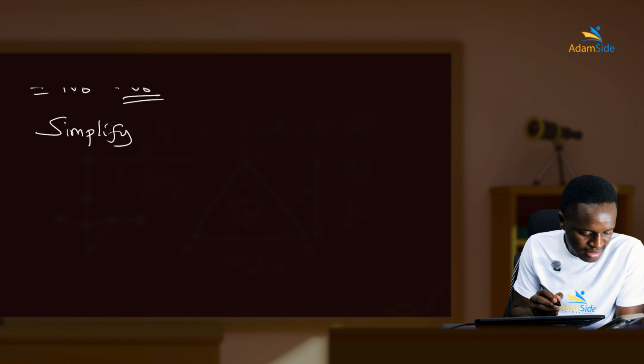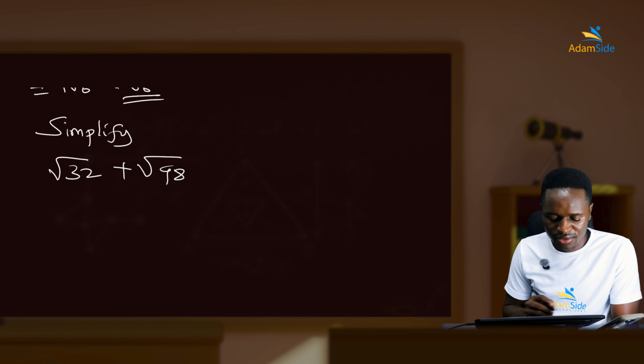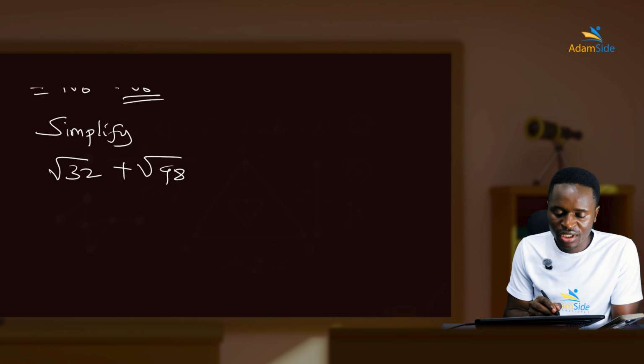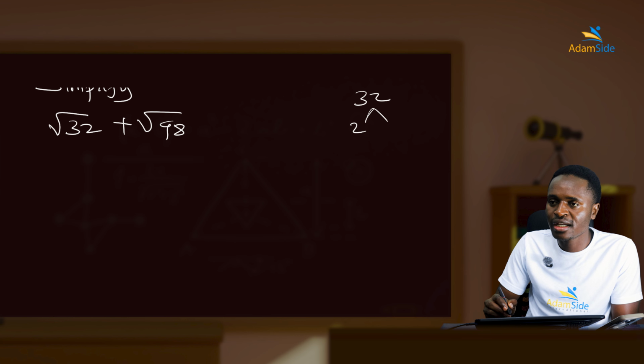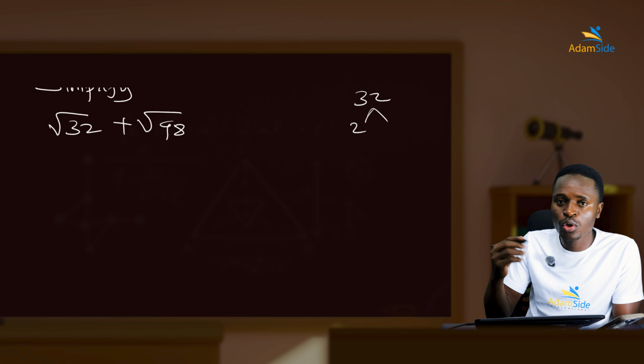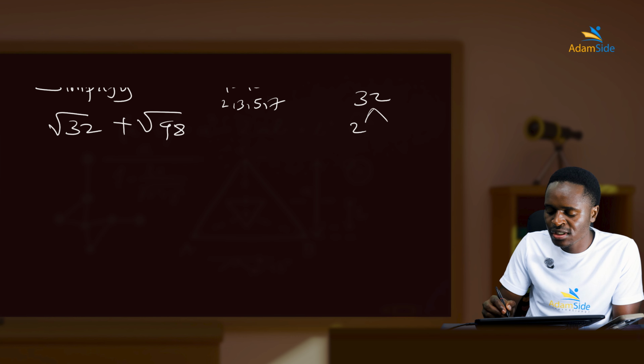We're simplifying surds. Simplify root 32 plus root 98. Wow, this is so easy. For 32 and 98, if you don't know which number to use, just use the prime factors. We know prime factors within 1 and 10 are 2, 3, 5, 7. So always take a number and see which one is able to divide it.